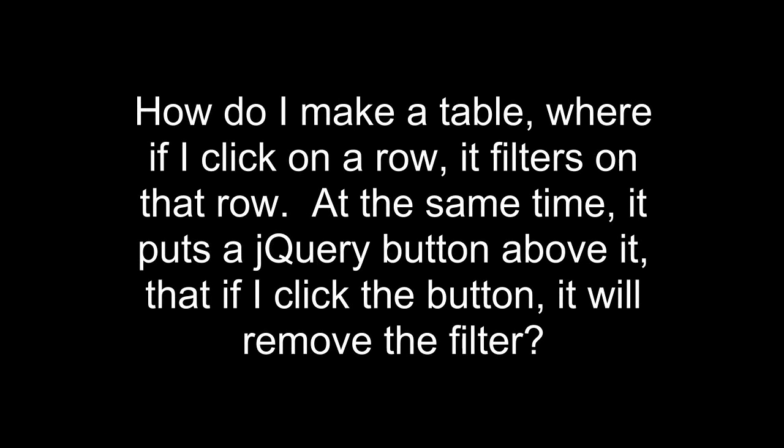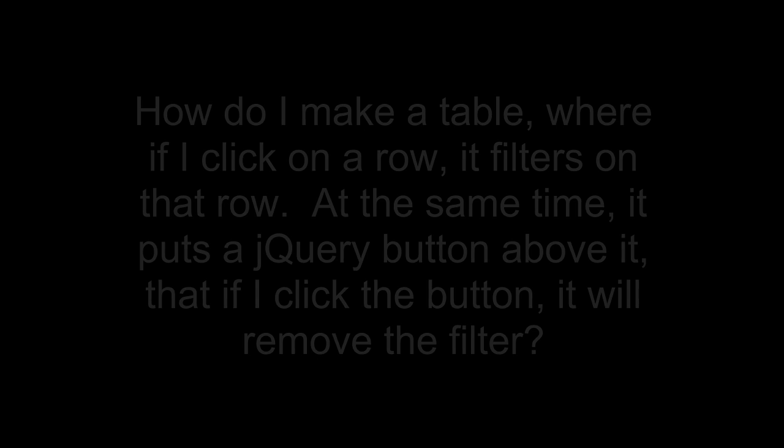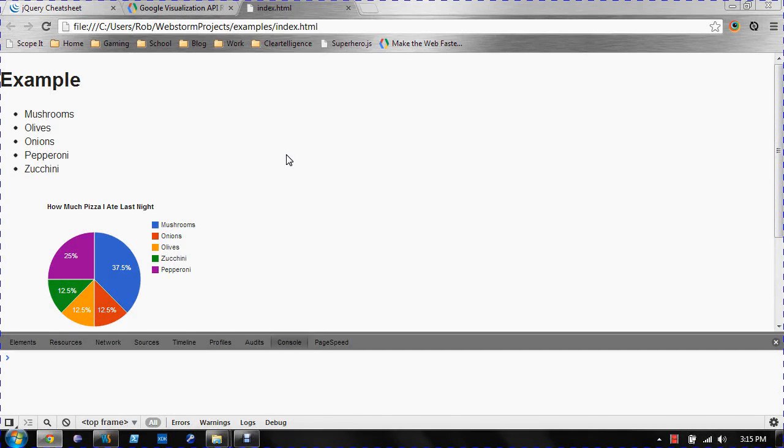So now we can move on to Josh's second question, which was, how do I make a table where if I click on a row, it filters on that row? At the same time, if it puts a jQuery button above it, that if I click on the button, it removes the filter. All right, so this is pretty cool and a pretty common feature.